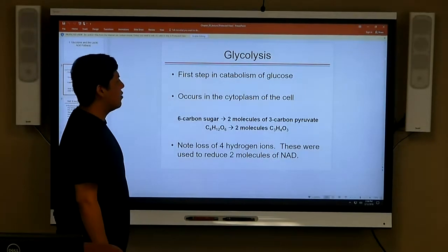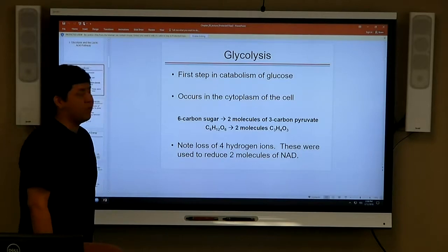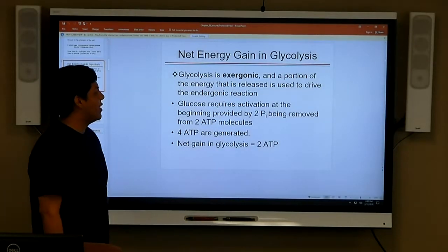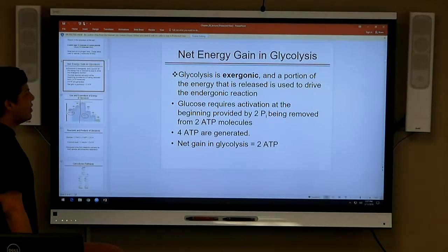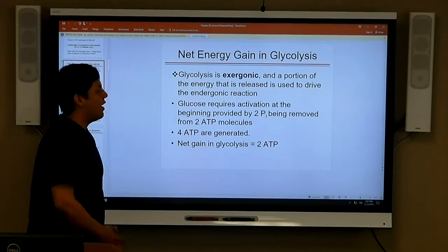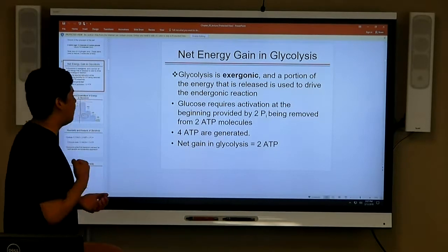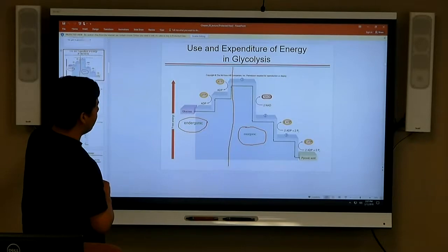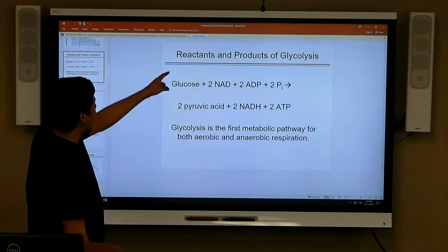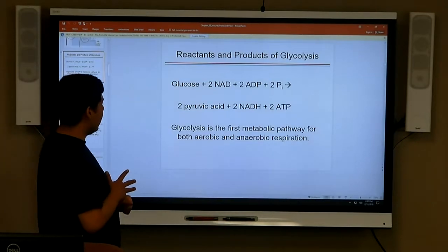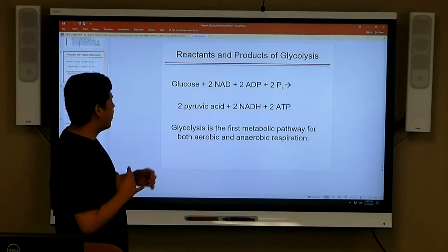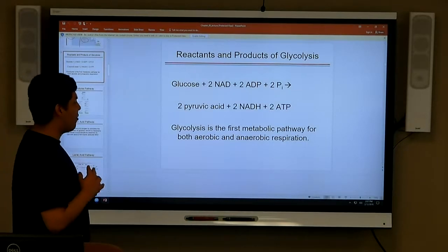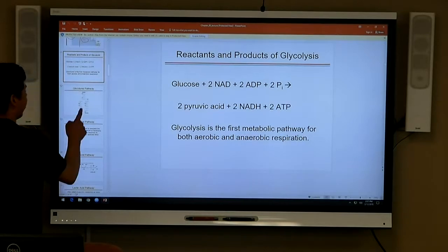Glycolysis, first step of catabolism of glucose, occurs in the cytoplasm of the cell. Net energy gain in glycolysis. Glycolysis is exergonic, and a portion of the energy that is released is used to drive the endergonic reaction. Reactants and products of glucose. So these are the reactants, and these are the products. Glycolysis is the first metabolic pathway for both aerobic and anaerobic respiration.